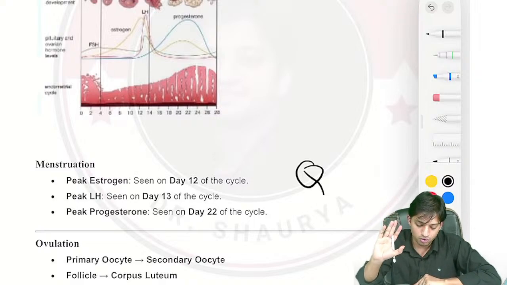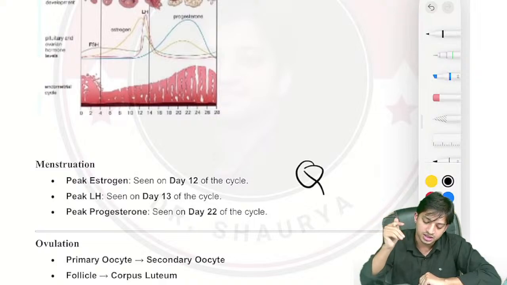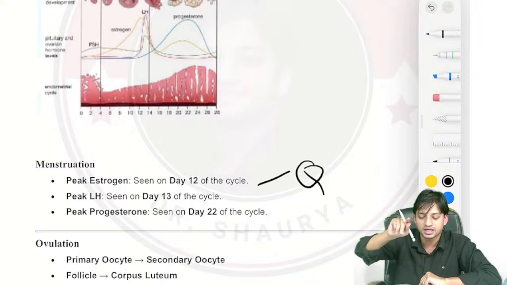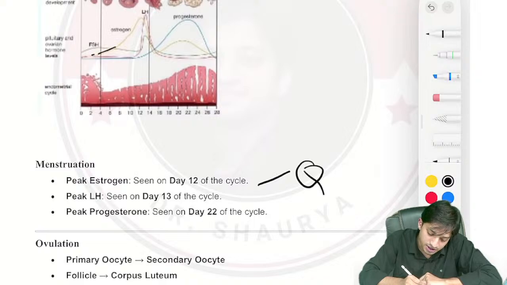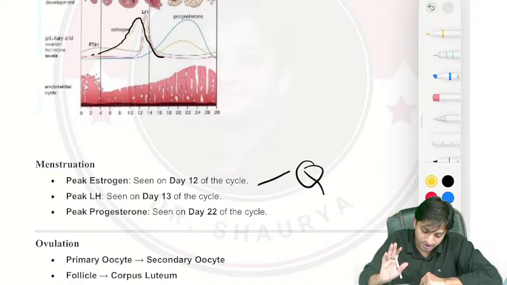Simple. You already know peak estrogen is seen on day 12 of the cycle. Nearly on day 12 of the cycle, the estrogen peaks in amount. You can see it here from the yellow line or the black line that I have drawn. I will draw in 3 different colors so that you will be able to understand. Now, just have a look.